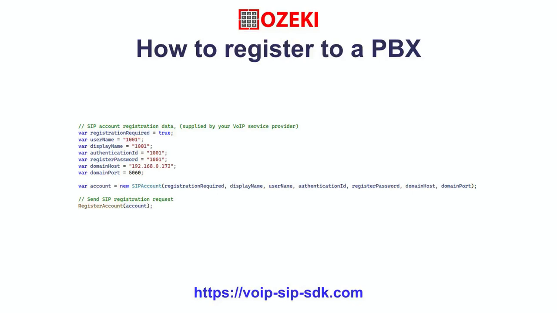To register to a PBX, create a SIP account object with your credentials and create a phone line from it. Then register the line on the softphone. SIP registration is essential because it tells the PBX where to reach your phone, ensuring that incoming calls can be delivered even when your network address changes.